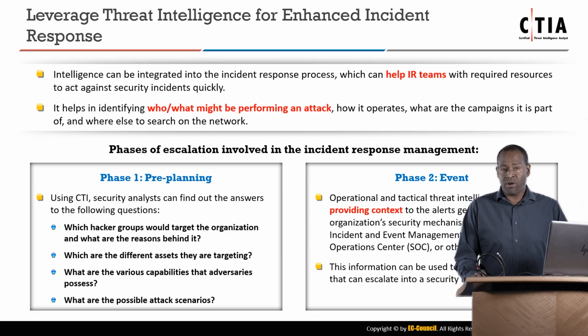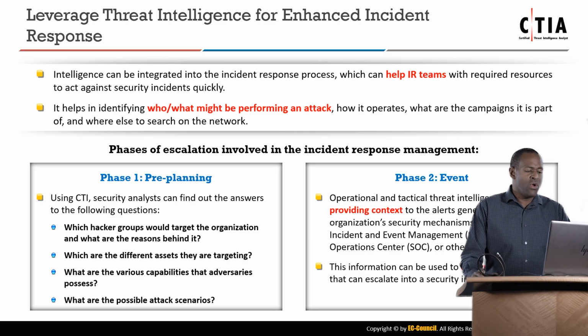So obviously there are going to be different hacker groups that are going to target a government organization versus a banking organization versus, for instance, a healthcare organization. So there are going to be different groups. We need to characterize and analyze these groups. Next, which are the different assets they are targeting? It could be anywhere from a customer database to passwords, to getting information on credit cards, etc.